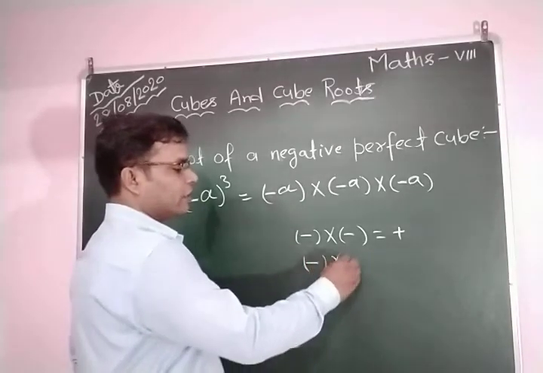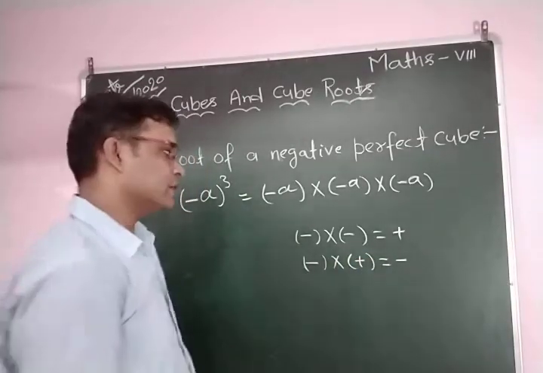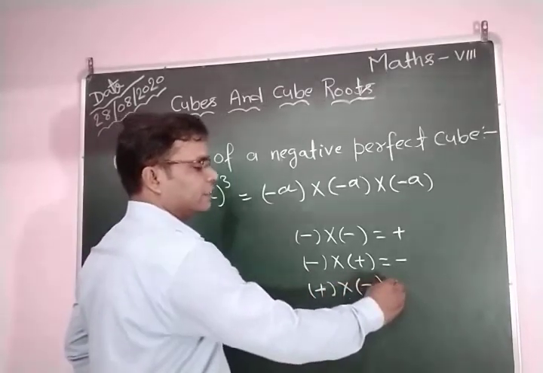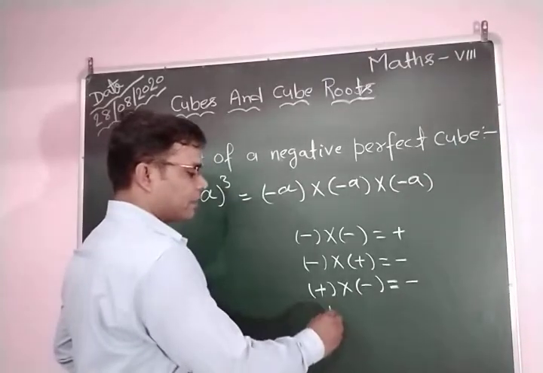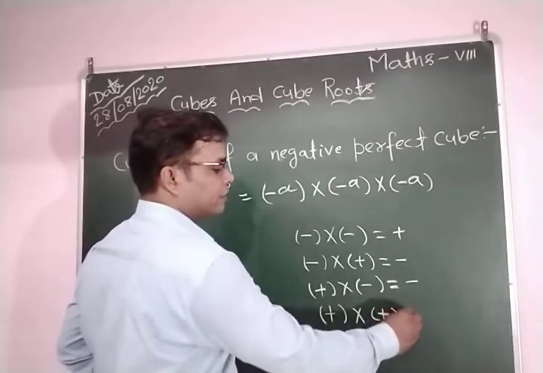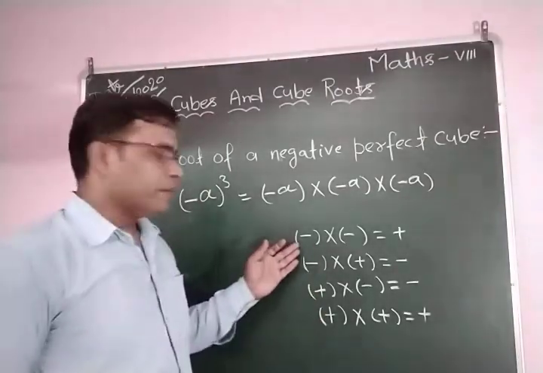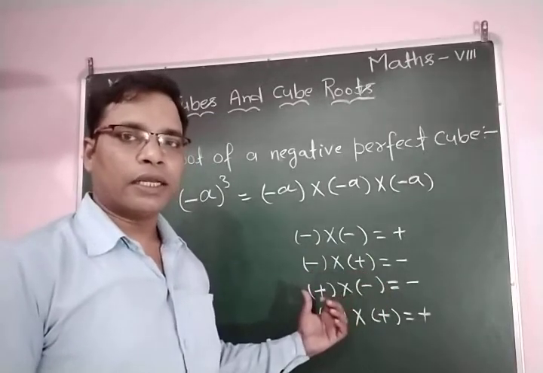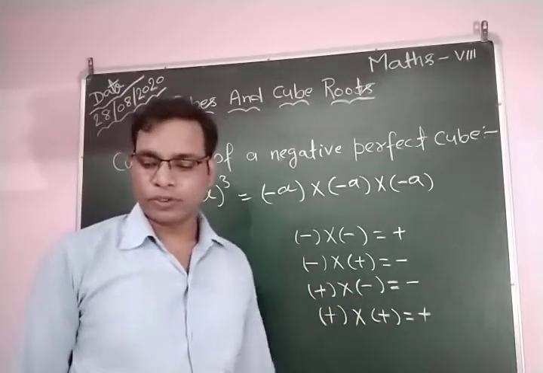Minus into plus is equal to minus, or plus into minus is again minus, or plus into plus is equal to plus. So, minus into minus is equal to plus, minus into plus is equal to minus, plus into minus is equal to minus, and plus into plus is equal to plus.